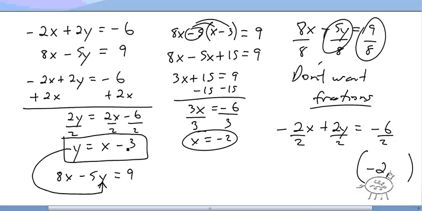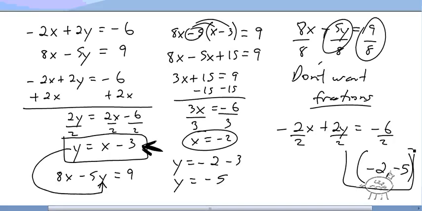And then once again, plug it into this equation right here. It's already solved for y. Y equals, well, x, which is negative 2 minus 3. So y equals negative 5. So there we go, negative 5. That is my answer. Now I want to mention one thing.